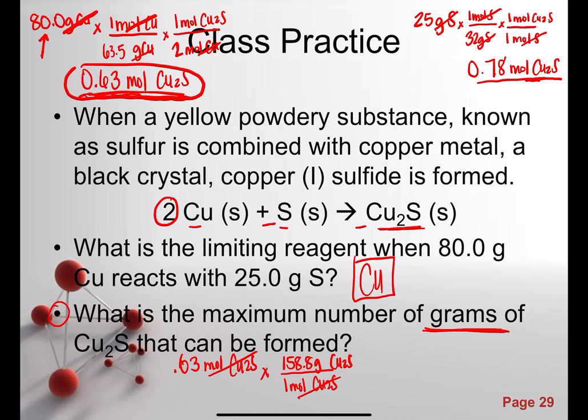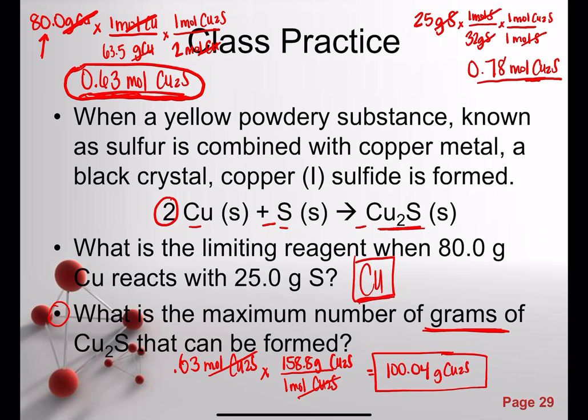We just worked with the limiting reagent to find it. And so when I multiply that out, I got 100.04 grams of copper sulfide. That's how much can be formed. And we had to calculate that from our limiting reagent, which was copper.